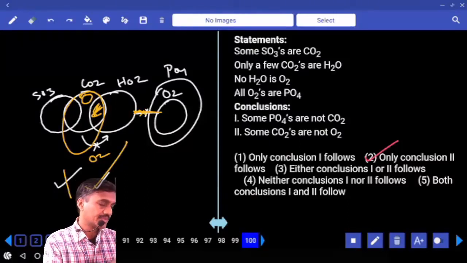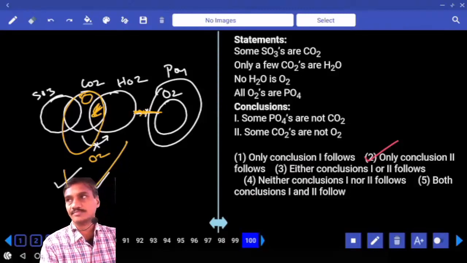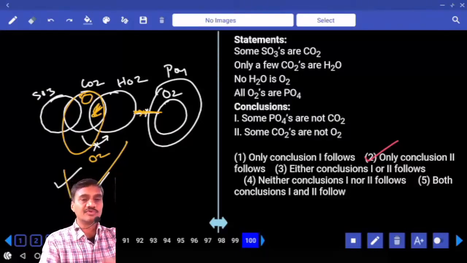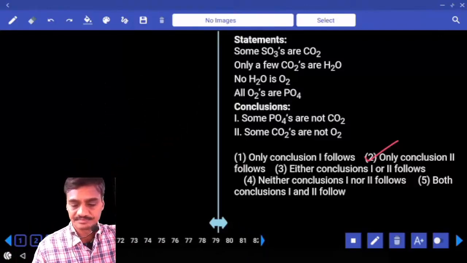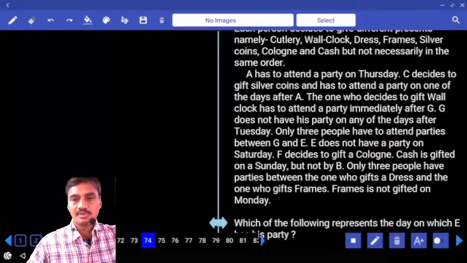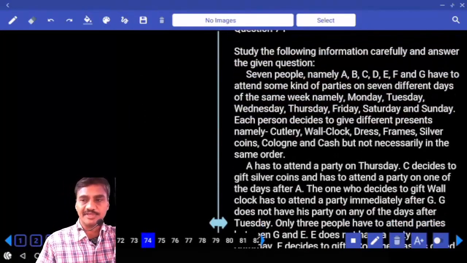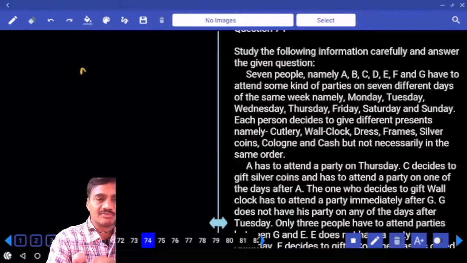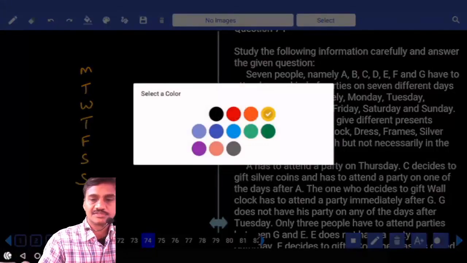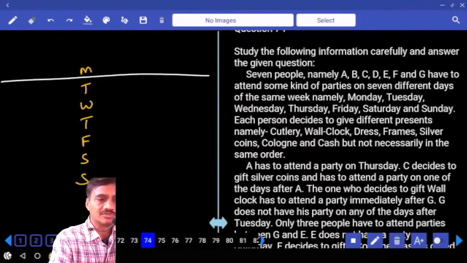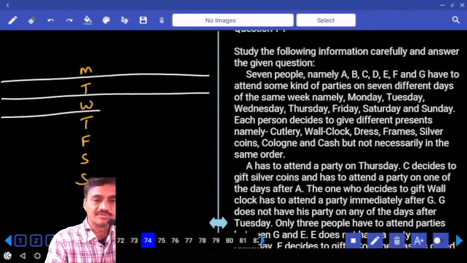Question numbers 74 onwards. Now let's do 74. In questions 74 to 78, altogether we have 7 people: A, B, C, D, F and G are the 7 people. They have to attend parties on 7 different days. And what are the days we have? Monday, Tuesday, Wednesday, Thursday, Friday, Saturday and Sunday. Monday to Sunday. Then coming to condition number 1.